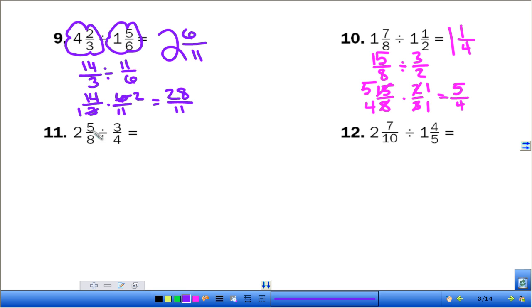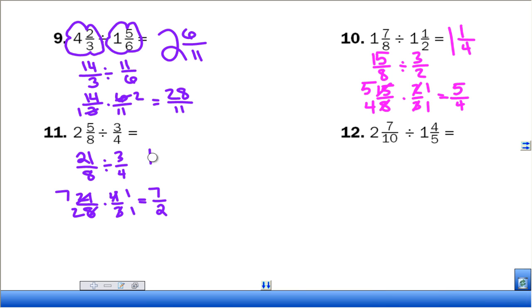Next one, 16 plus 5 is 21 over 8. Divided by, we do not have to change 3/4. And then we copy, we dot, we flip, and again we can cross simplify both of these. 3 goes into itself once, and 3 goes into 21 7 times. 7 over 2. 2 goes into 7 3 times, that's 6, so there's 1 left over, denominator stays the same.